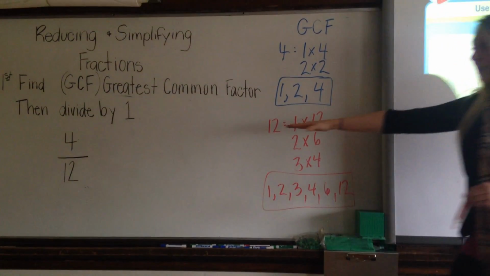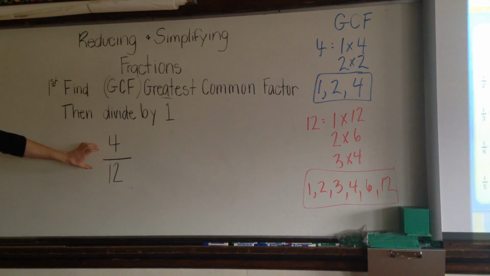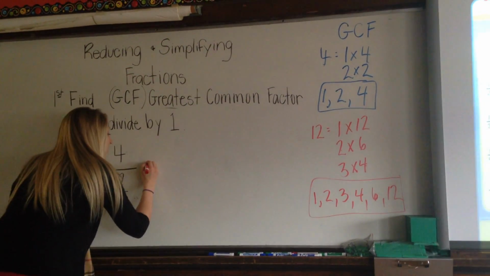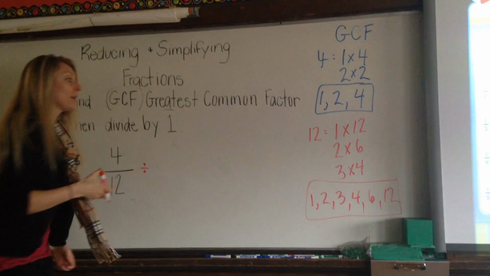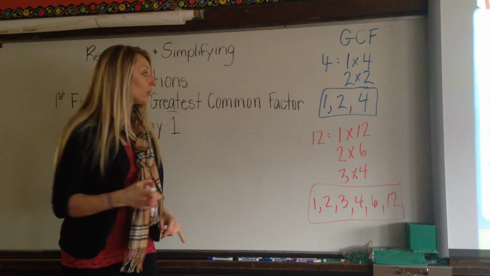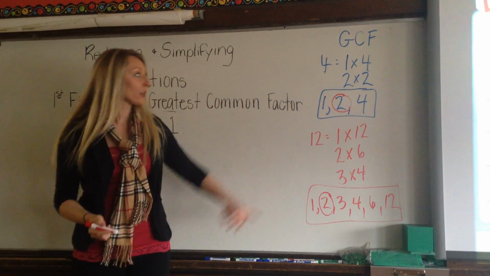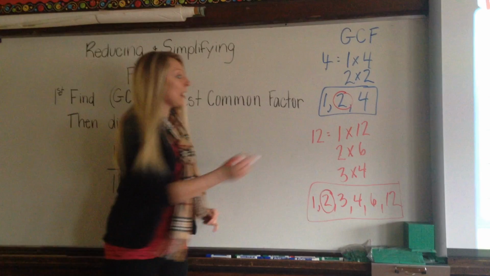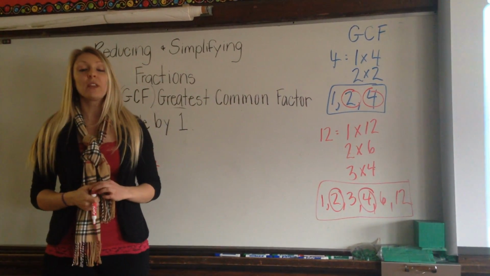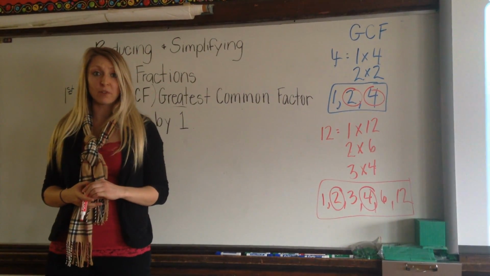Now, to reduce the fraction 4/12, I have to ask myself, what can I divide by to get the same thing? I'm going to end up dividing by the greatest common factor between 4 and 12. Looking over here, I see that 2 is a factor of 4 and 12, and 4 is also a factor of 4 and 12. Since 4 is bigger than 2, 4 would end up being my greatest common factor.